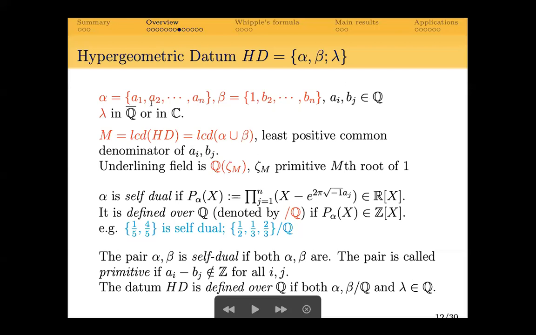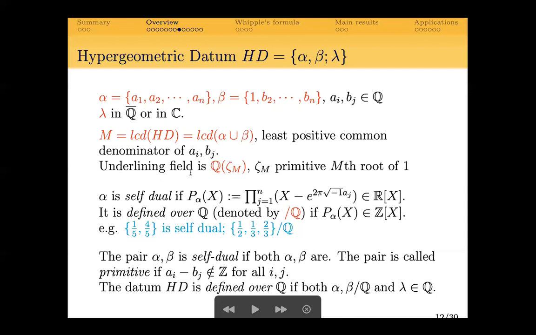Once I fix this set of rational numbers, a_i and b_j, I will let M be the least positive common denominator of all a_i and b_j. This is actually telling me, when I later compute the Galois representation, what the corresponding field will be. The underlying field will be Q joined with the primitive M-th root of unity, where M again is the least positive denominator.